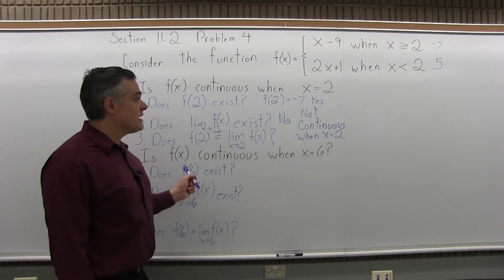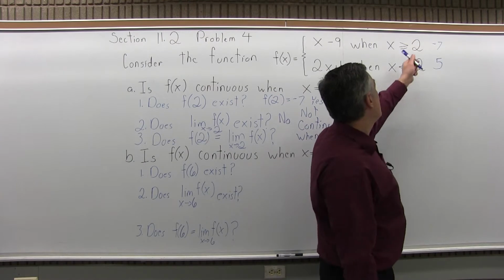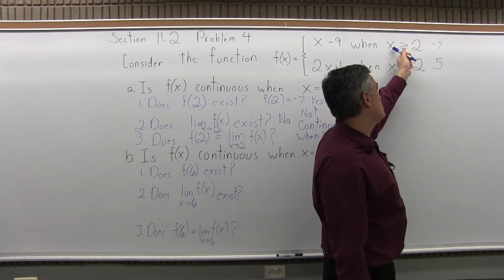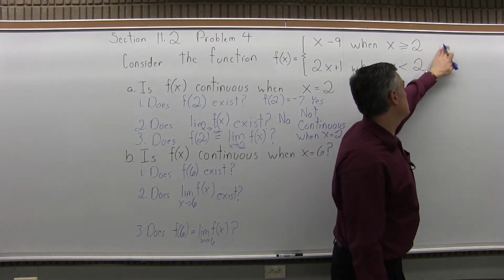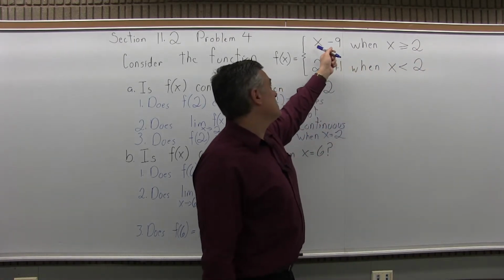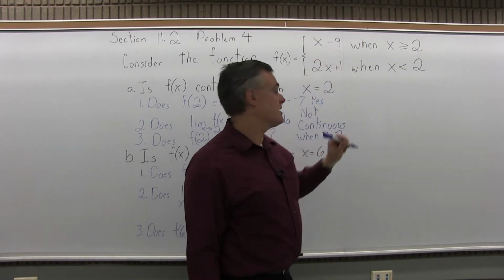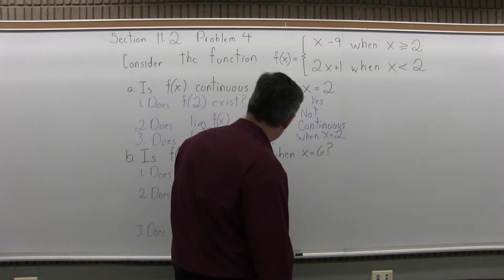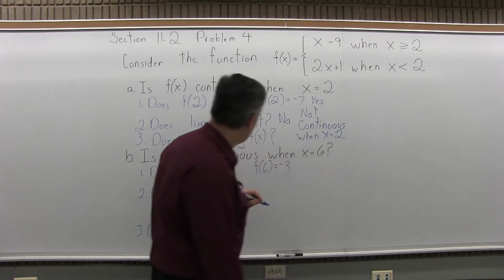So first of all, can I put in a 6 as an input value? So now as I'm putting in a 6, I'm going to use strictly the top branch. I'm using an input that's larger than 2. 6 is larger than 2. So I can get rid of this from part A. So if I put in a 6, I get x minus 9 becomes 6 minus 9, which would be negative 3. So I can put in a 6. So f of 6 equals negative 3.